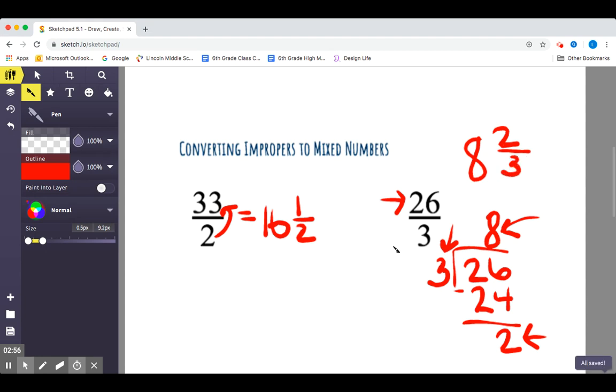Okay, hopefully after seeing those picture examples and then seeing these worked out examples, you have a better idea of how to switch those things around.